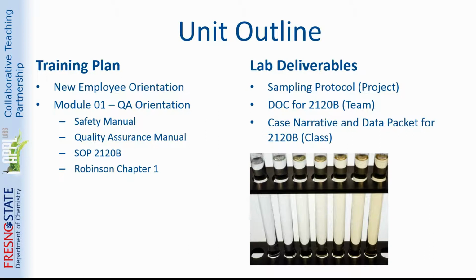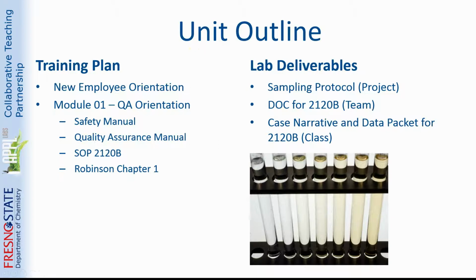You should also be reading Robinson Chapter 1. That's the undergraduate instrumental analysis book we'll be using for the course. And as I mentioned, you can focus on the other sections. You should still go through the sample preparation section, but that's not as critical for this unit.